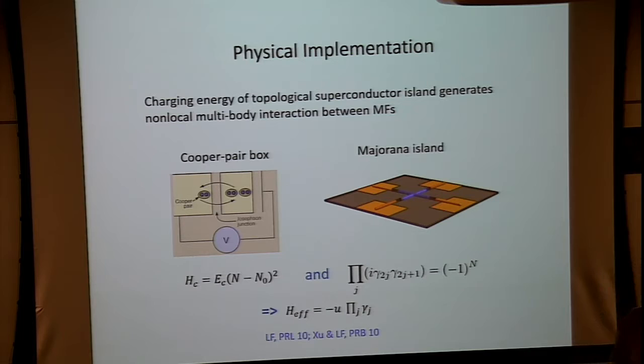So if we have a mesoscopic superconductor, when the Majoranas are still sufficiently far apart so that there's no wave function overlap, and yet the entire system is also sufficiently small so that charging energies are still important, then the charging energy directly translates into a highly non-local operator, which is given by the product of all Majorana fermions. In other words, charging energy directly implements this multi-body interaction between Majoranas simultaneously.